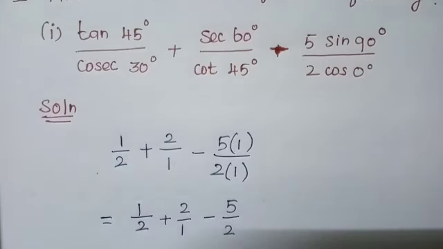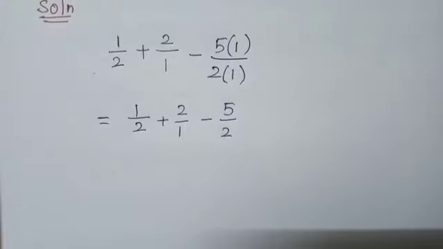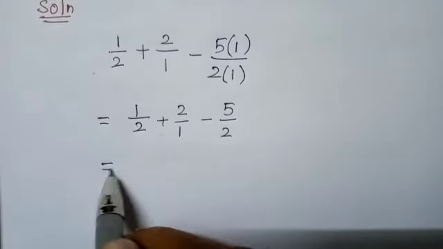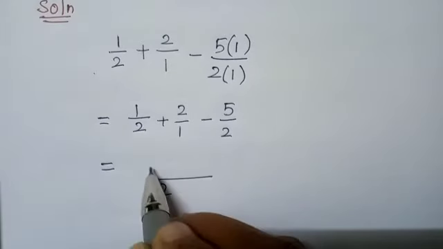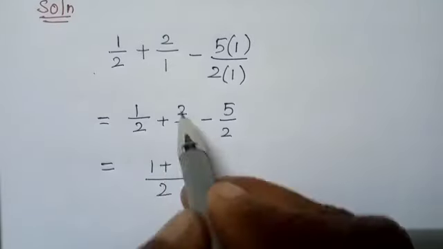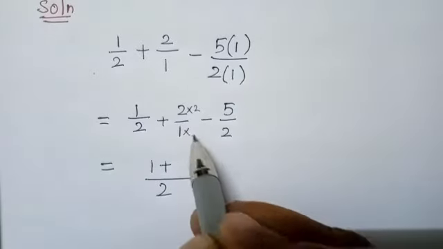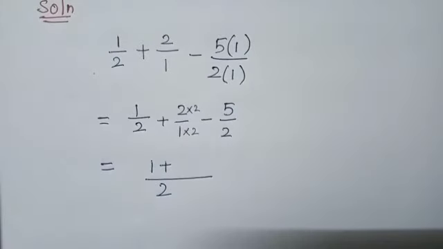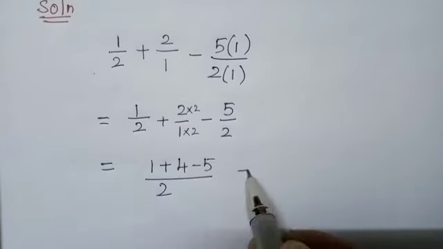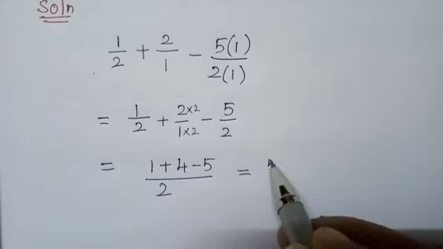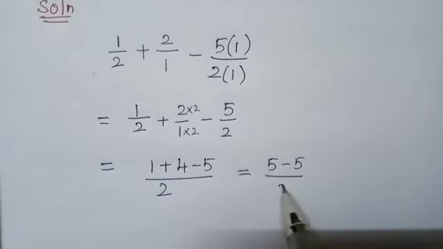Next, we are going to take LCM for these 3 fractions. What is the LCM? 2 is the LCM. Here we are going to multiply 2 for the numerator and also the denominator. So 2 2s are 4, minus 5, equal to 1 plus 4 is 5, minus 5, divided by 2. 5 minus 5 equal to what? 0. 0 divided by 2, the value is 0.